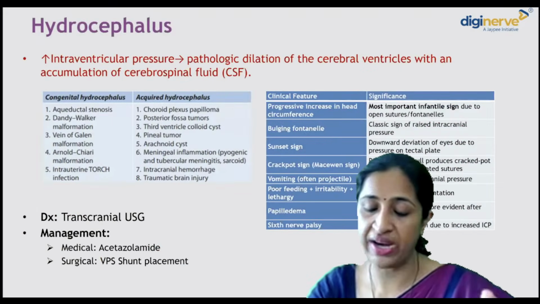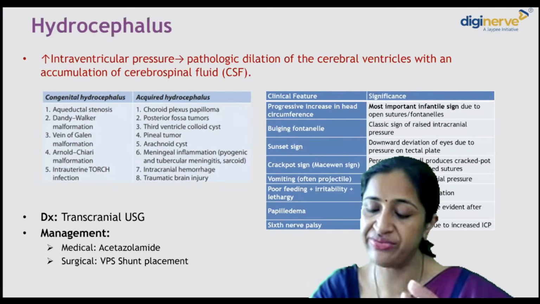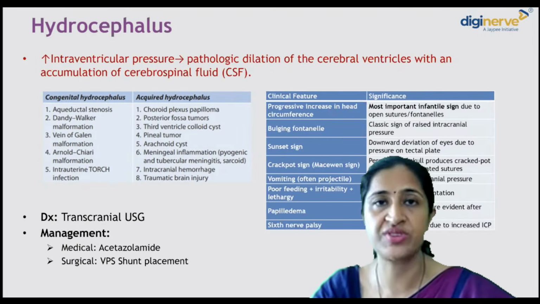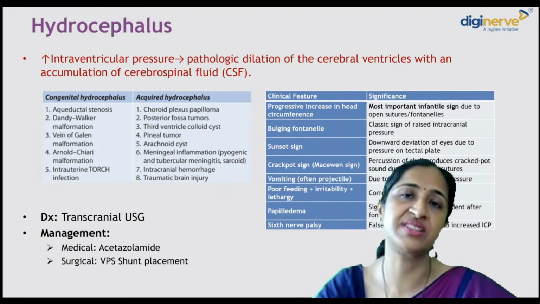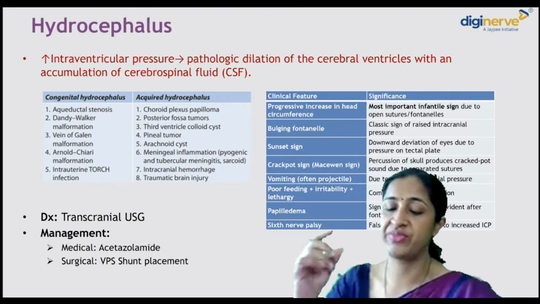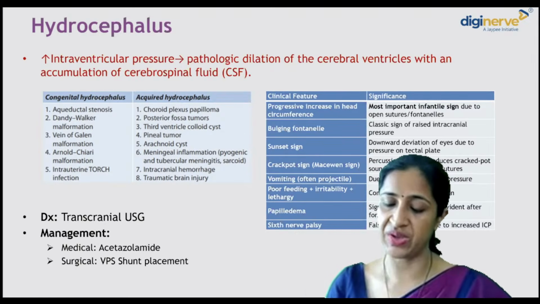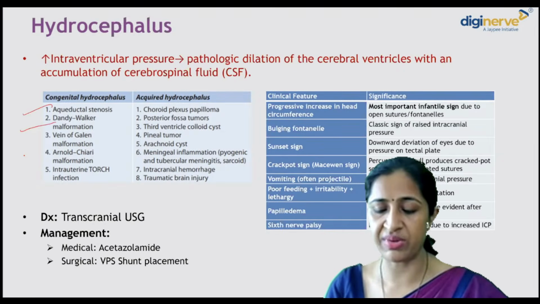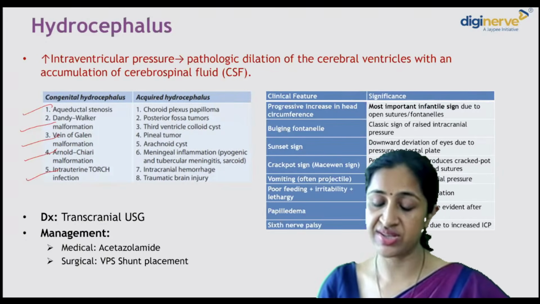Now, other pediatric neuro, hydrocephalus. Hydrocephalus is either because of increased production of CSF or decreased absorption. So it's obstructive or communicating. Increased productions are usually communicating. The obstructive ones are where there's an obstructive defect like aqueductal stenosis, etc. Okay. So congenital hydrocephalus, you have aqueductal stenosis, Dandy-Walker malformation, vein of Galen, Arnold-Chiari, rarely TORCH infections.